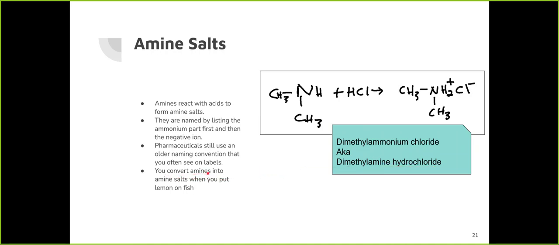You convert amines into amine salts when you put lemon on fish. Lemon has citric acid, and that will react with the amines and make them amine salts. And that helps cut down on that fishy odor.